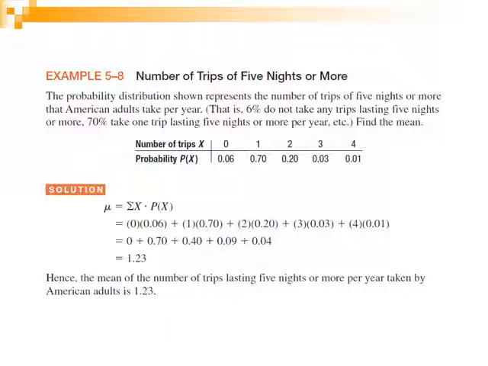So if we want to get the population mean, we add up all the values: 0 multiplied by 0.06, plus 1 multiplied by 0.70, and so on, to get 1.23. So this is the value for mu, or the population mean, equal to 1.23. Hence, the number of trips lasting 5 nights or more per year taken by American adults is 1.23.